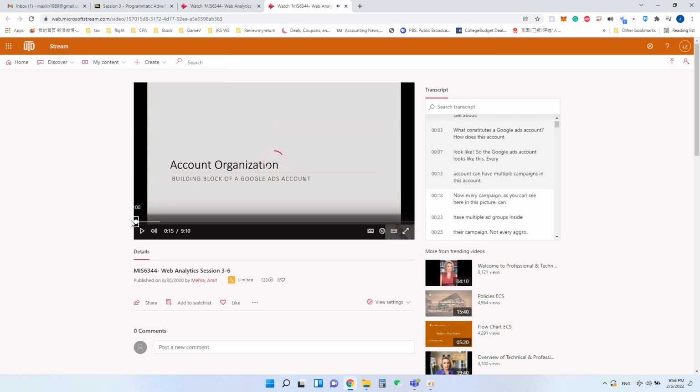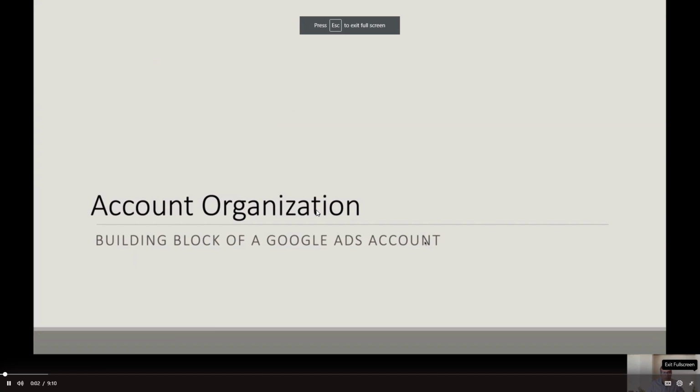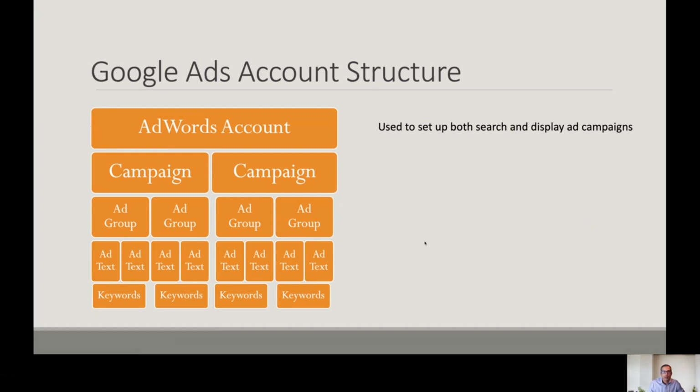In this part of the lecture, we are going to talk about what constitutes a Google Ads account. How does this account look? So the Google Ads account looks like this. Every account can have multiple campaigns. Now, every campaign, as you can see here in this picture, can have multiple ad groups inside that campaign.